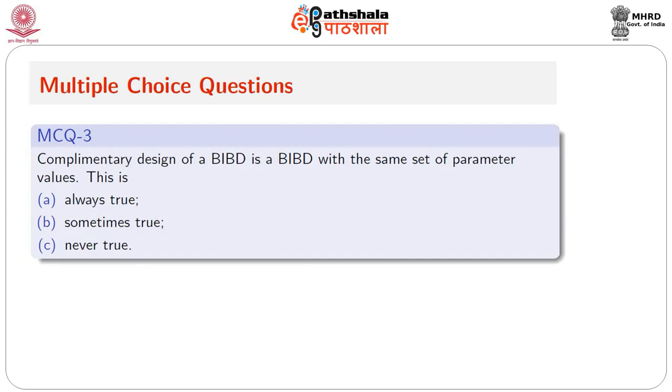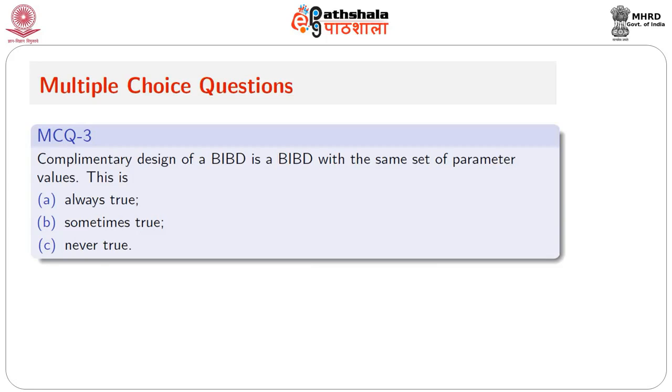Here is a third one. The complementary design of a BIBD is a BIBD with the same set of parameter values. This statement is always true, sometimes true, or can never be true. Let's see. Complementary design means in any block, whatever treatments you have, you take the complement of that. So the block size was k, now it becomes v minus k because the total number is v. Therefore, from a BIBD, if I take the complementary design, it has block size V minus K. That's the first thing that is happening. The complementary design is a BIBD with the same set of parameters. That necessarily means K equal to V minus K. So V has got to be equal to 2K.